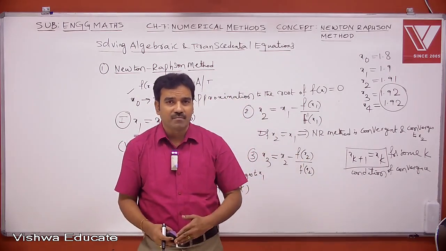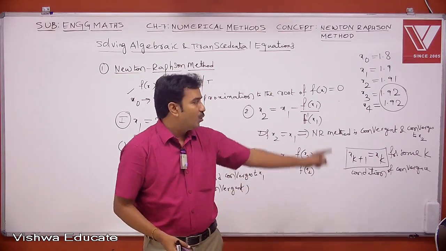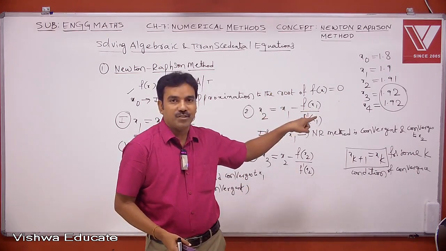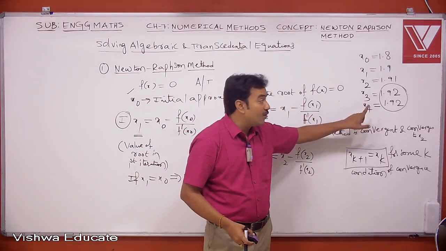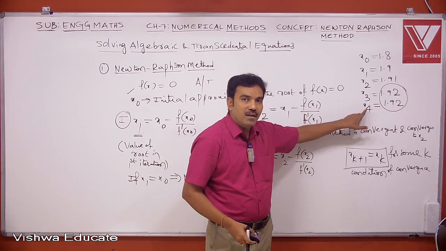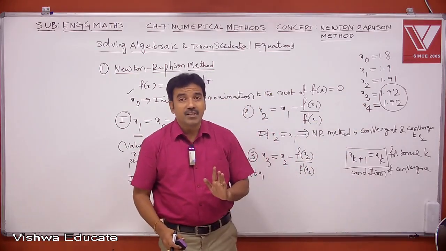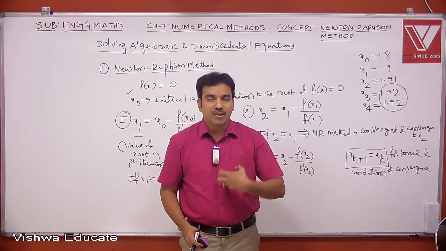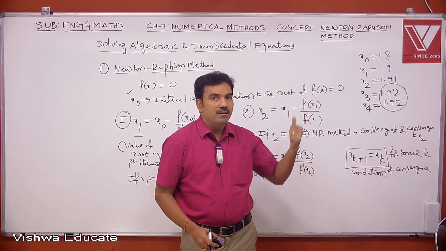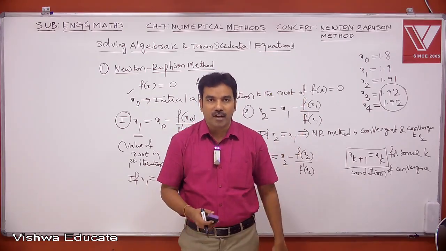It's a waste of time. Continuously you will get the same values, with no improvement. In that case, you can stop the process. Therefore, x4 is matching with x3. So we got convergence in the fourth iteration and it converges to 1.92. But I am not saying that this 1.92 is the exact value of the root of that equation. If I start with 1.8, maybe I get convergence in the fourth iteration, and it converges to 1.92.